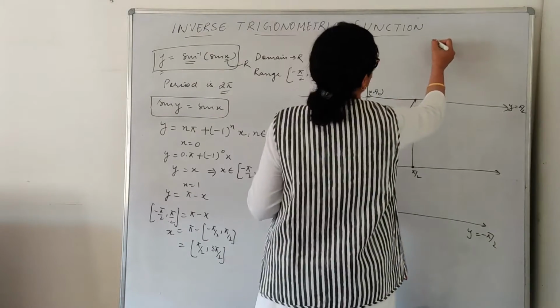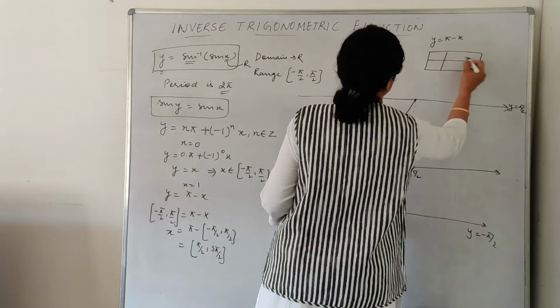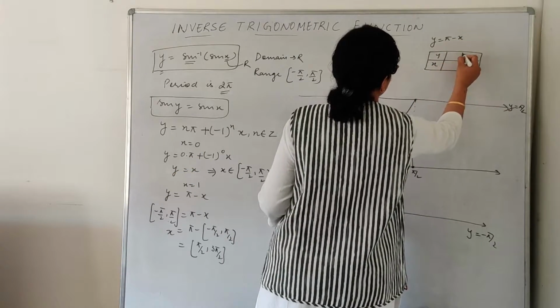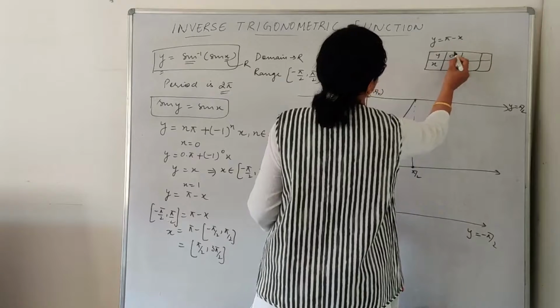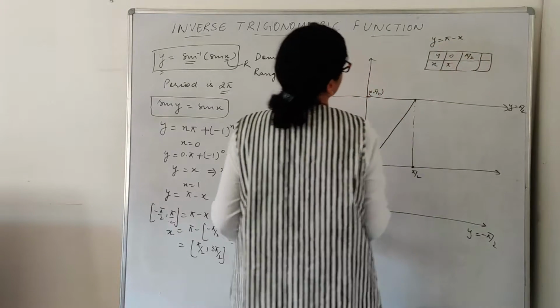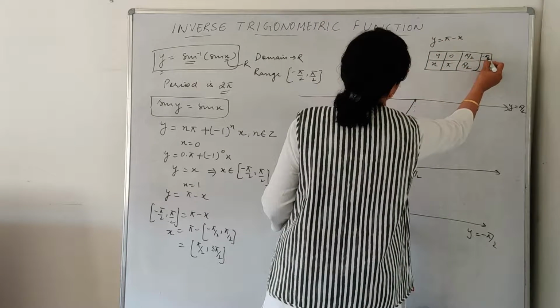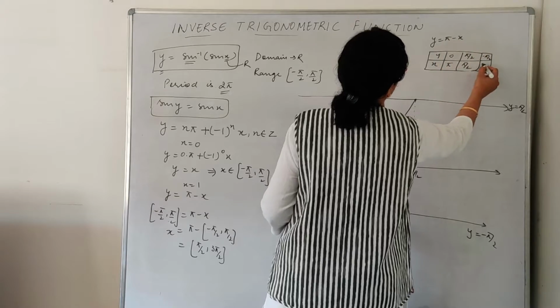Okay. So when I am drawing the line y is equal to pi minus x, I need the coordinates. Y, x. If you substitute the value of y as 0, x will be pi. Substitute y as pi by 2, you are getting x as pi by 2. Substitute y as minus pi by 2, you are getting x as 3 pi by 2.